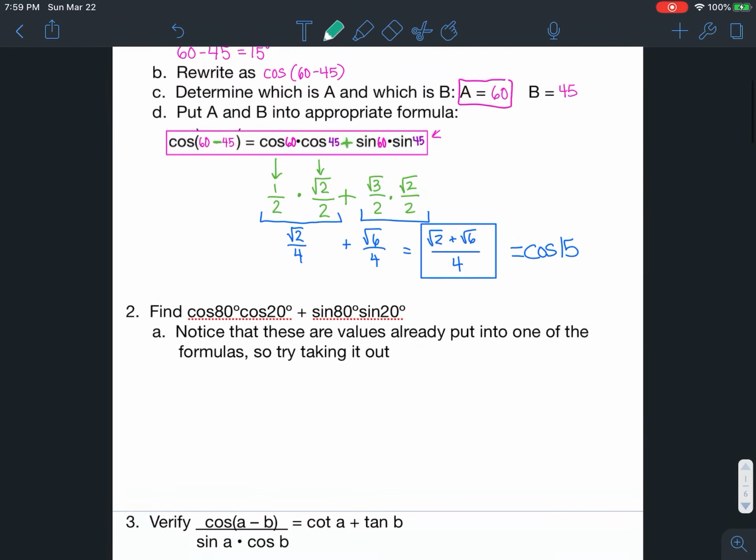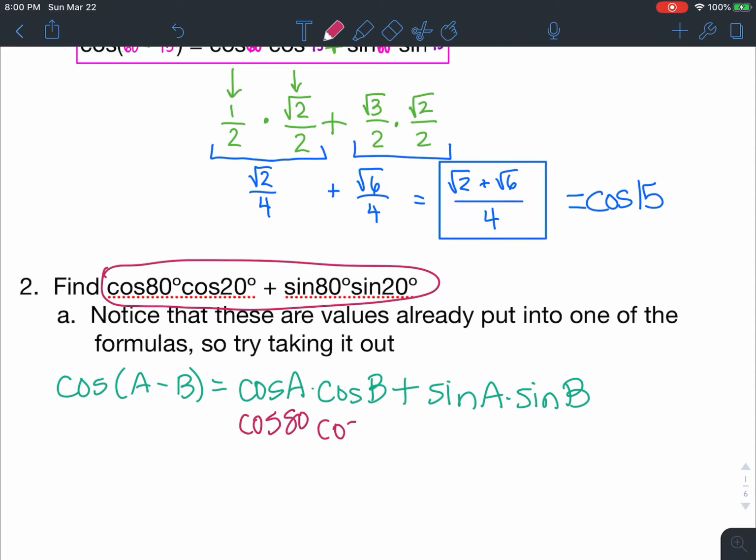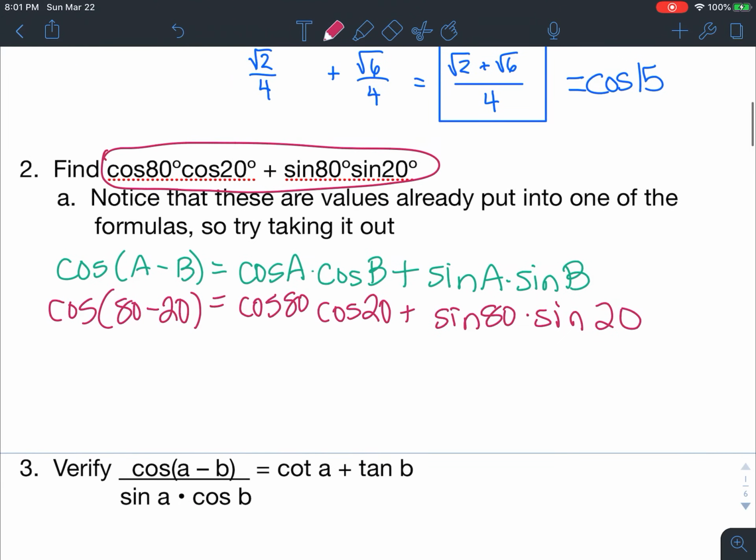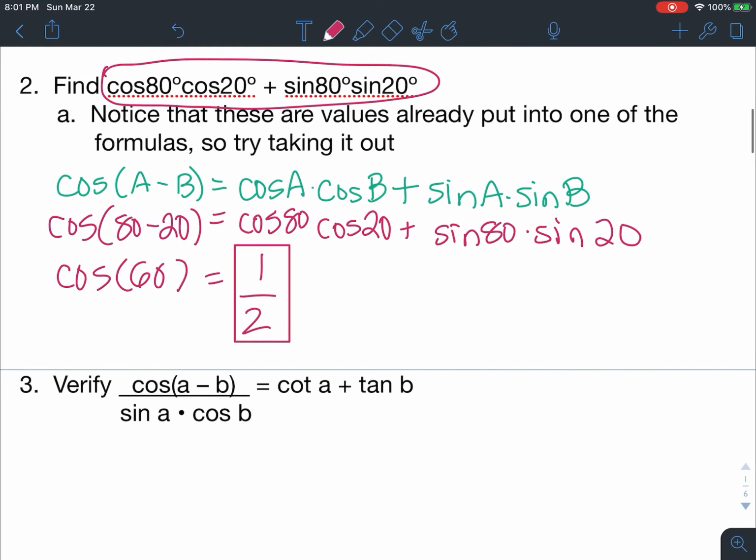There we go. This is cosine 80, cosine 20, sine 80, sine 20. So if we work backwards, you can see that this will equal the cosine of 80 minus 20. What is 80 minus 20? It's 60. And the cosine of 60, that's a number we know. It's 1/2. That's a weird way to use that formula, isn't it? It looks like it's going to be so bad, but it's really not.